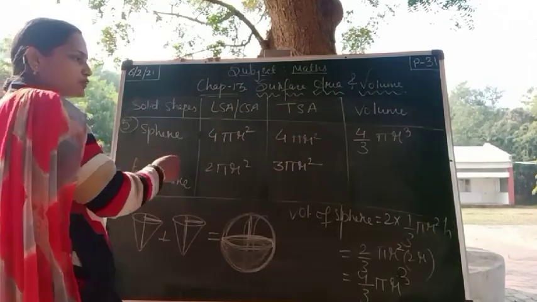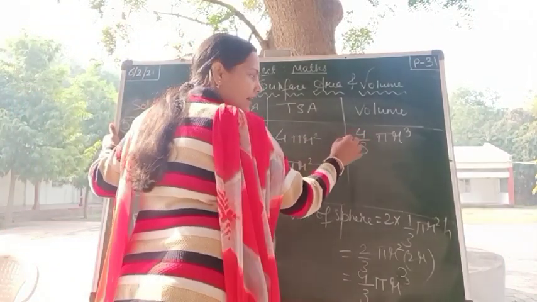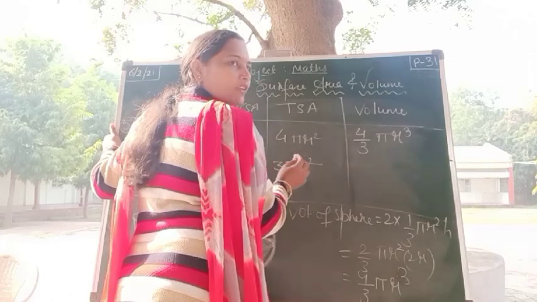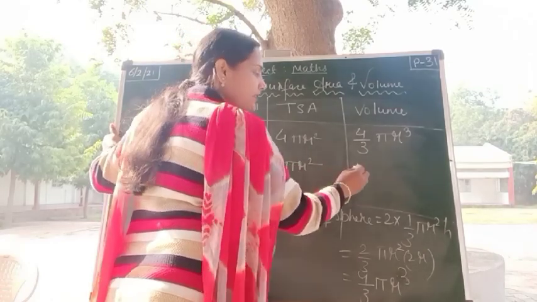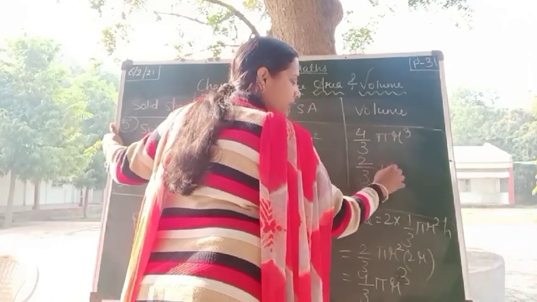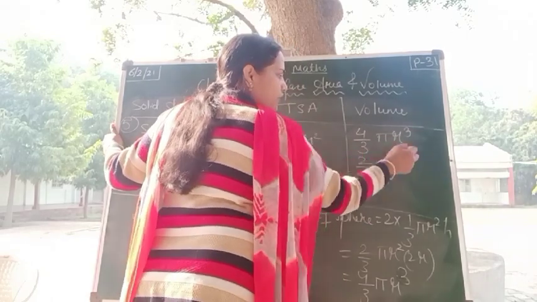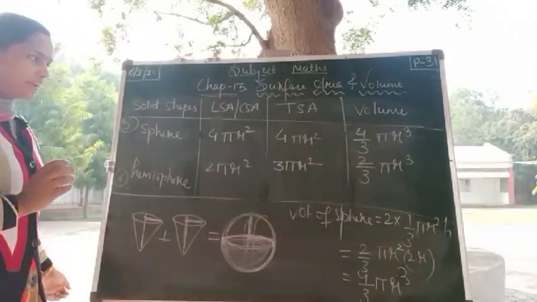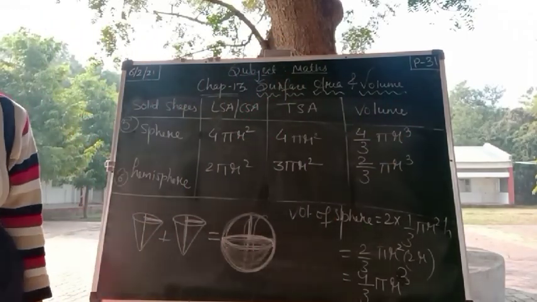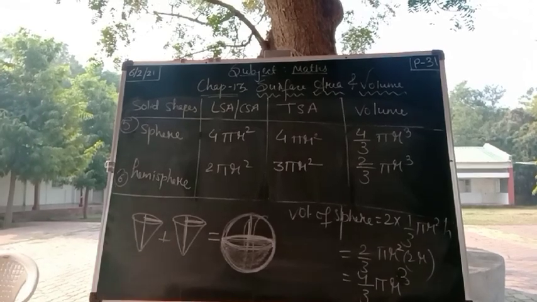Half of the volume of sphere. So if I do half, then 4 upon 2 is 2. So 2 by 3 pi r cube. Half of the volume of sphere. So it is very simple to learn the formulae of solid shapes.